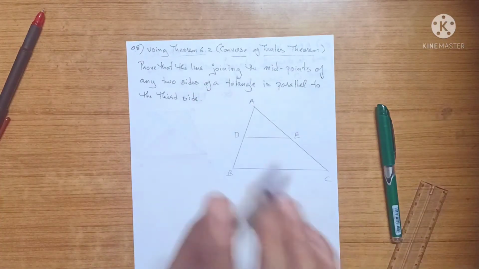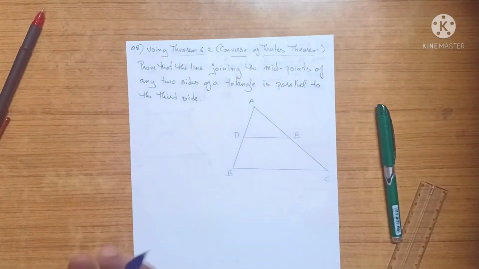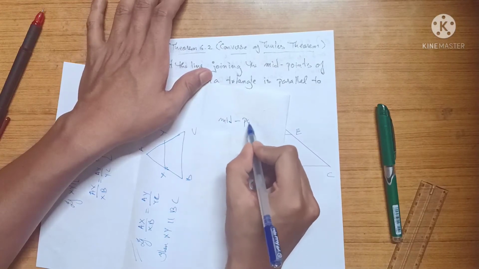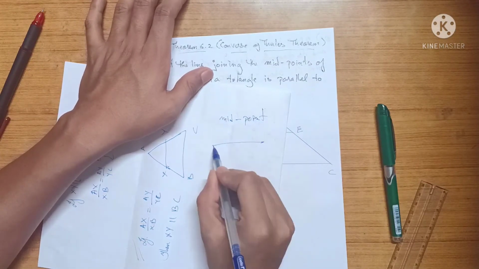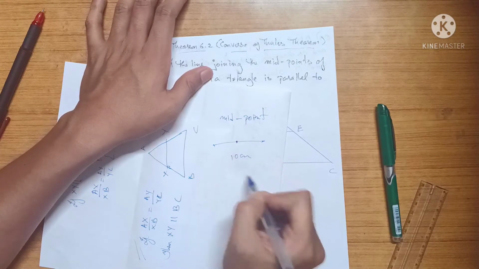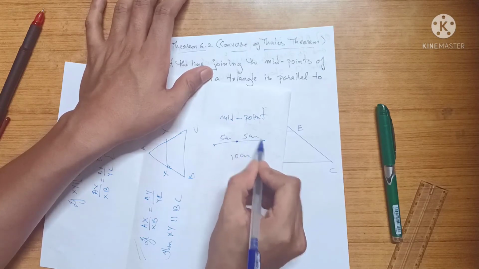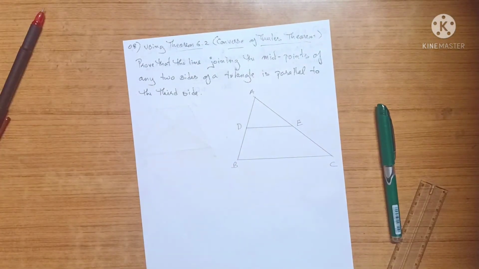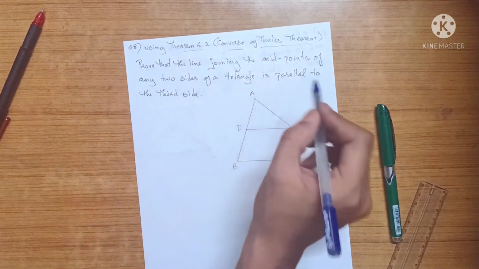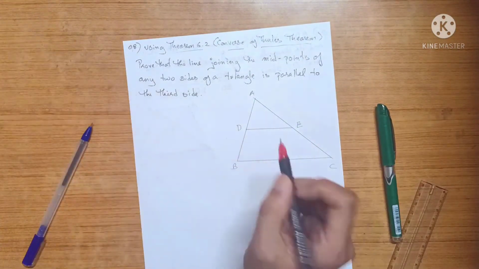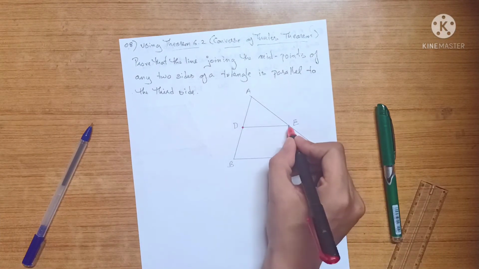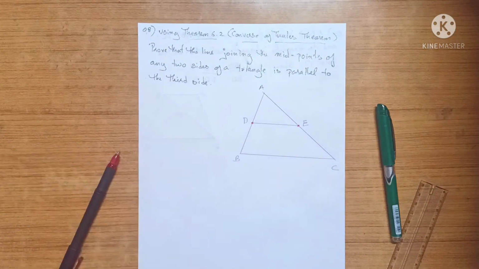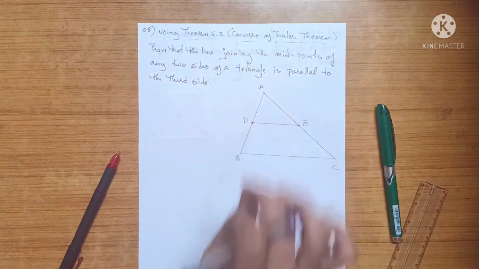So using the converse of Thales, prove that the line joining the midpoints of any two sides. What is a midpoint? Midpoint means the middle point. If I draw a line that is 10 centimeters, the middle point will make this 5 centimeters and this 5 centimeters. It divides the line in the middle. So this is the midpoint of AB and this is the midpoint of AC, and we're joining the two midpoints. We don't know if this is parallel or not. We have to prove that this is parallel.